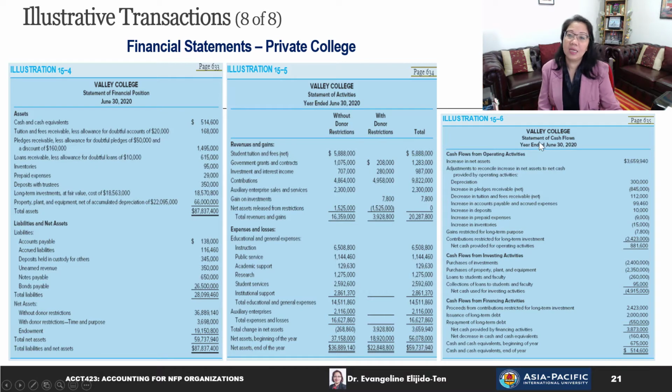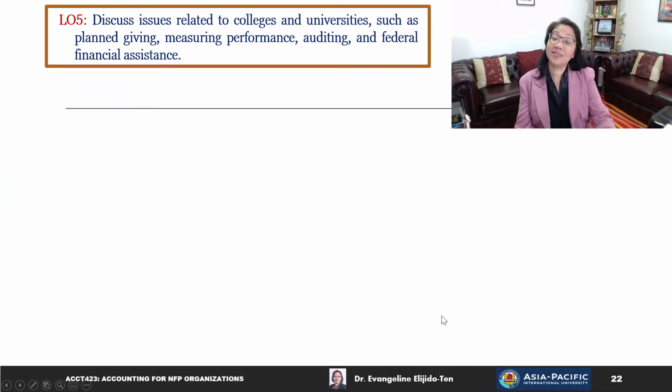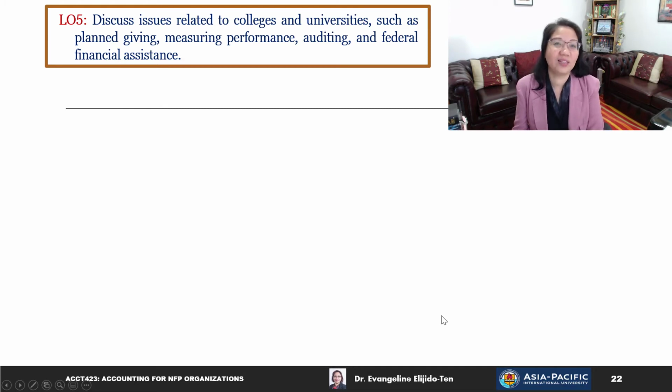And finally, the statement of cash flows, as you can see here, uses the indirect method. Valley College has cash flows from 3 types of activities: operating activities, investing activities, and financing activities. Let's now move to Learning Objective 5.